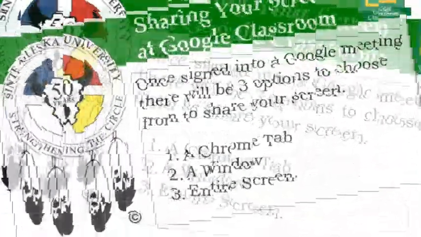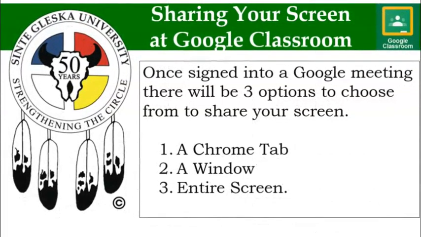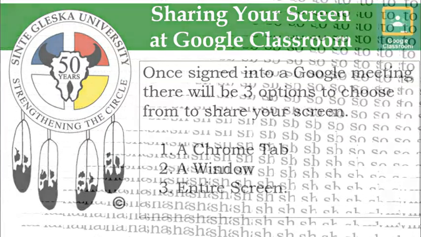Once signed in to a Google meeting, there will be three options to choose from to share your screen. Option 1 from a Chrome tab, Option 2 from a window, and Option 3 your entire screen.